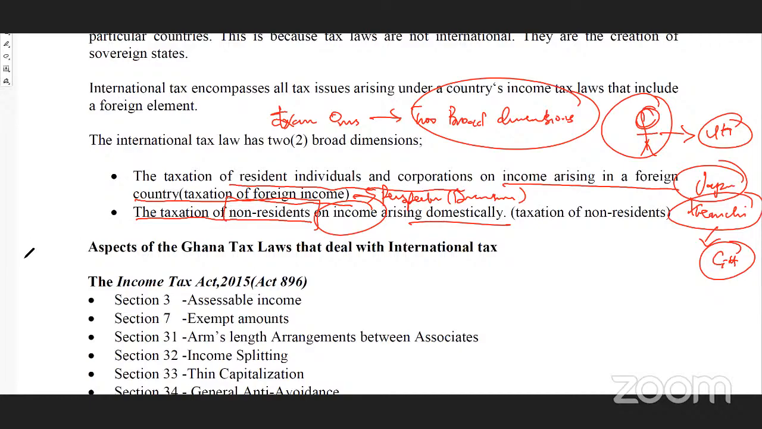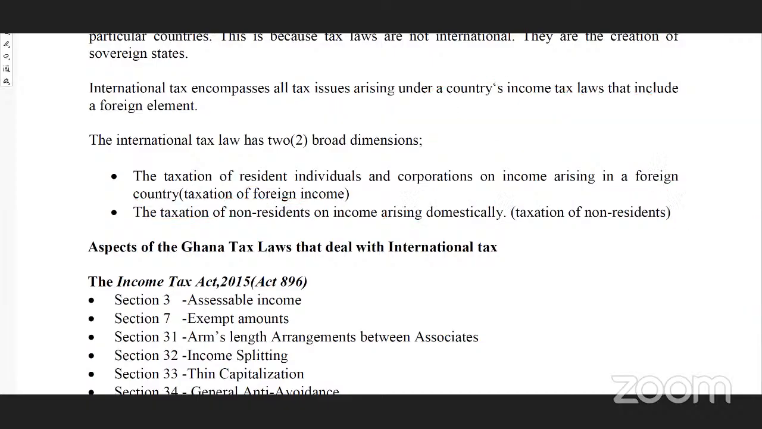It's very important. So we are either taxing a resident person on foreign income, or we are taxing a non-resident person on domestic income. I hope that makes sense. All right, so that is it. Since we said we are looking at the part of our law that has a foreign element, in actual sense, international tax encompasses all tax issues that arise under a country's income tax laws that include some sort of foreign element. So the part of the Ghanaian tax law that has a bit of foreign element can be said to be international taxation. Do you understand international tax?